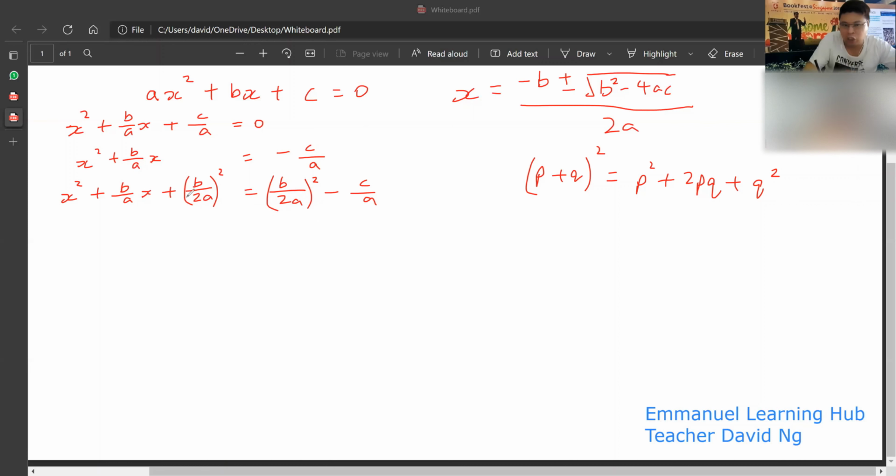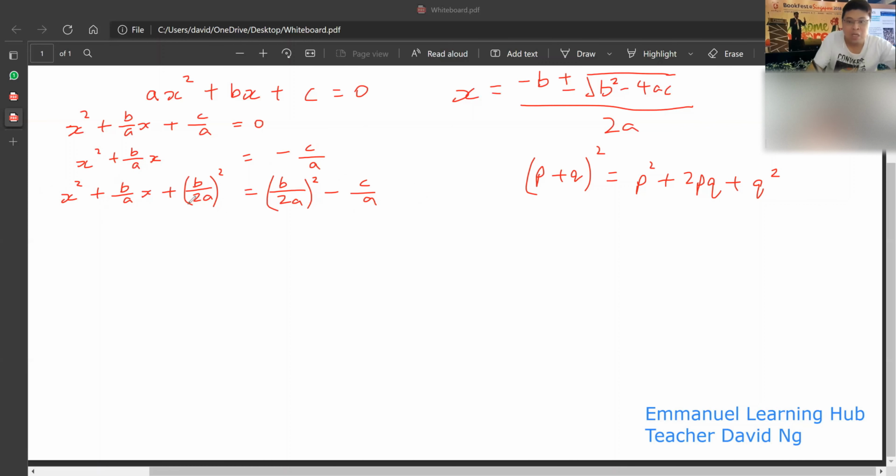Because I cannot change the equation, no? I cannot just randomly add this, then this part does nothing. So I must add the same substance, B over 2A squared, on both sides. So this step, understand?